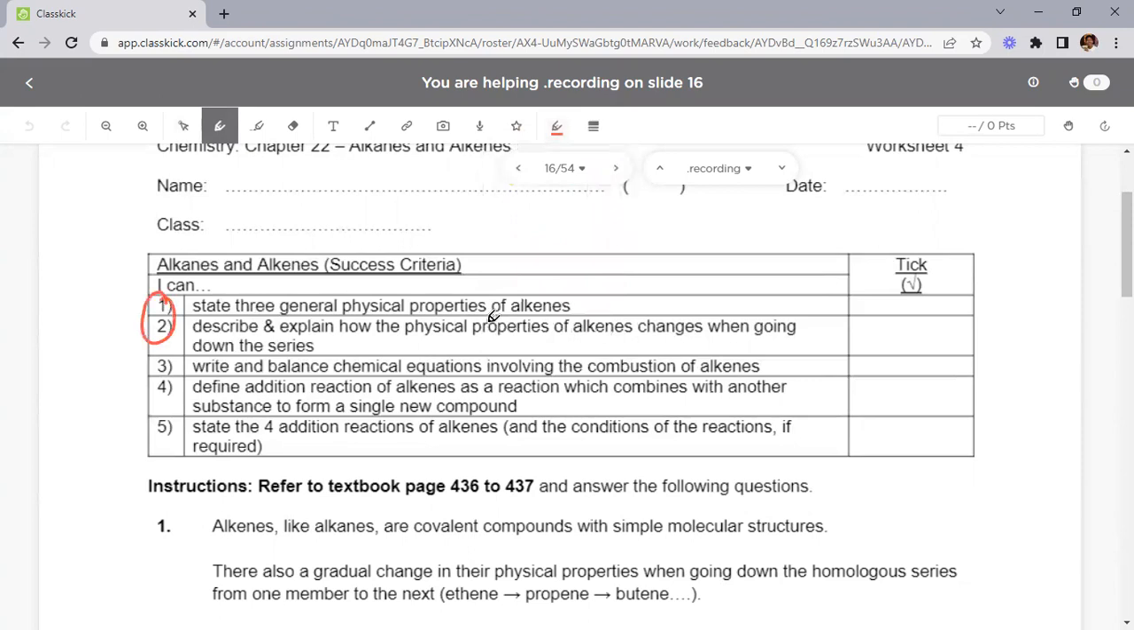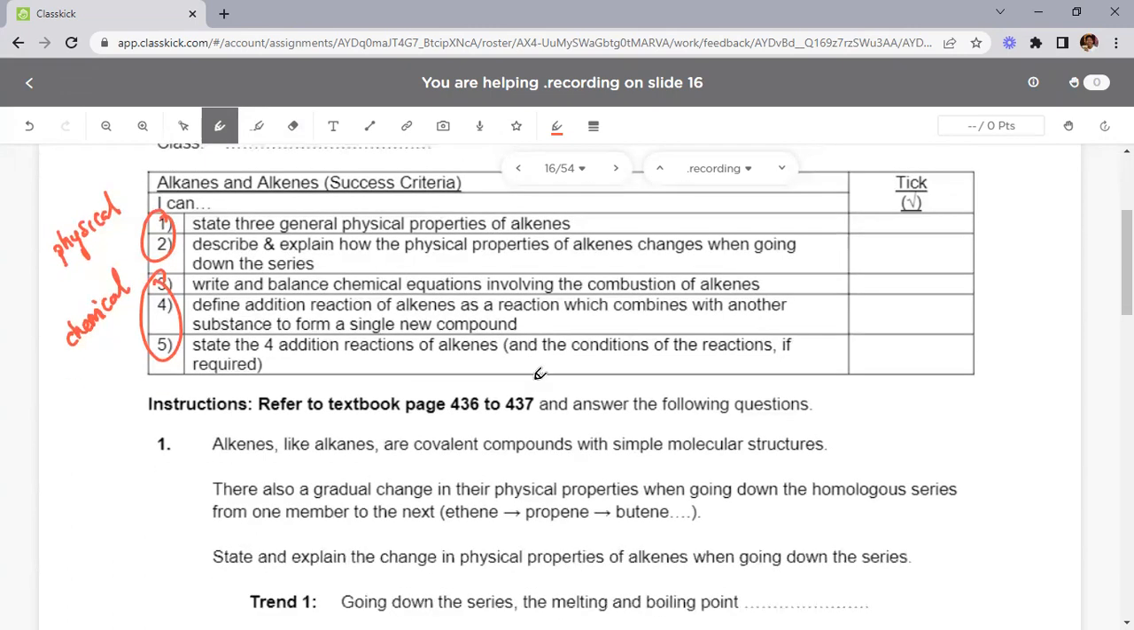So 1 and 2 deal with the two objectives here, or what we call the success criteria, which deal with the physical properties. Then the subsequent 3, 4, 5 deal with the chemical properties. Okay, so these are the things we'll be covering. We'll state the 3 general physical properties of alkenes. Then we'll learn how to describe and explain how the physical property changes when going down the series, very similar to what we have done for alkanes previously.